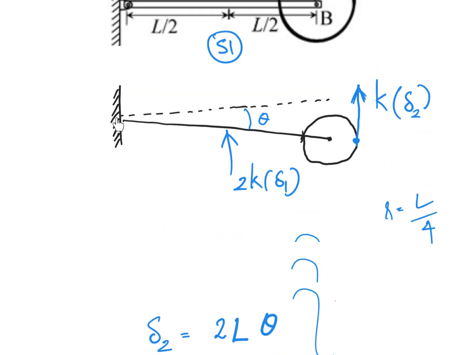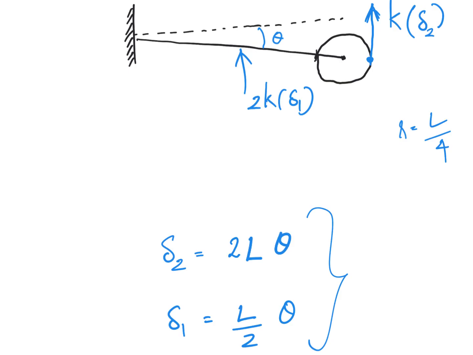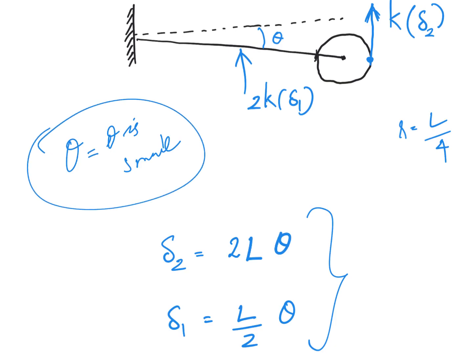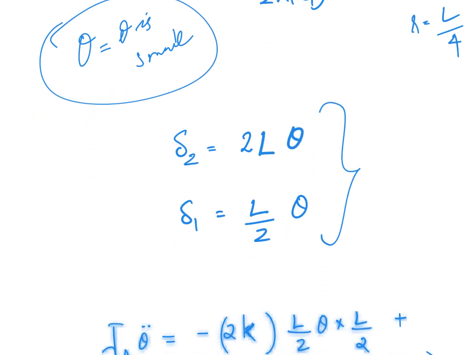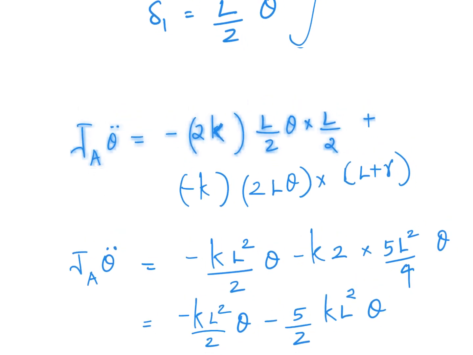We are summing, taking moments about this point. So the distance between the force and the hinge point is L by 2. Similarly, here also the distance between the force and the point about which we are taking the moment is capital L plus little r. Make sense? These are all good when there is a big assumption, that is theta is small. That's why we are able to make all these assumptions. We are solving this problem for small vibrations.